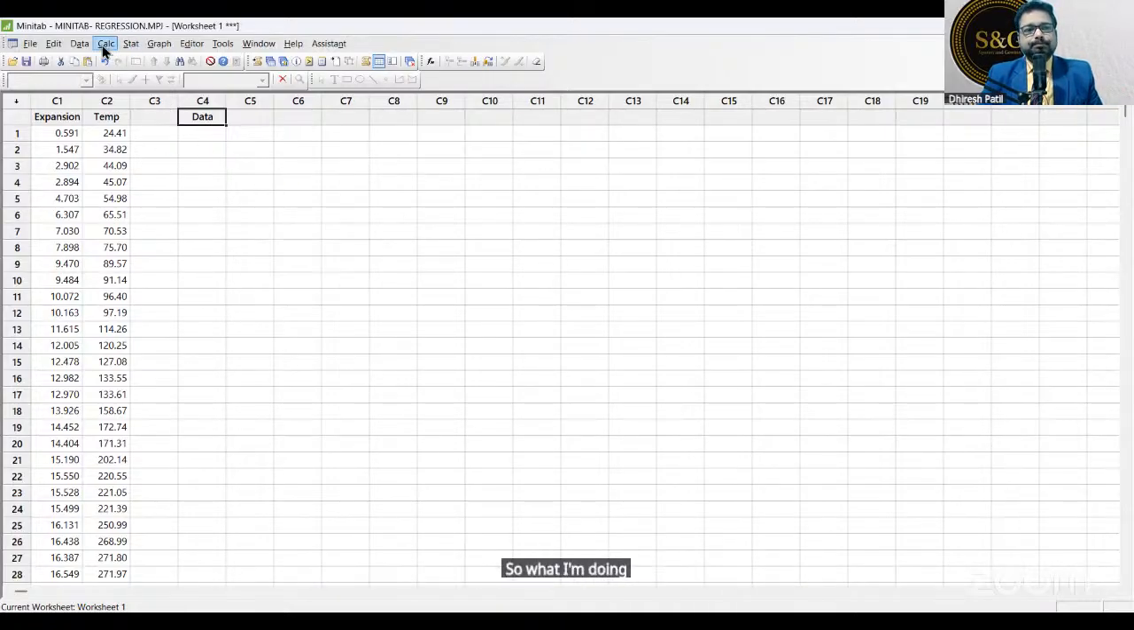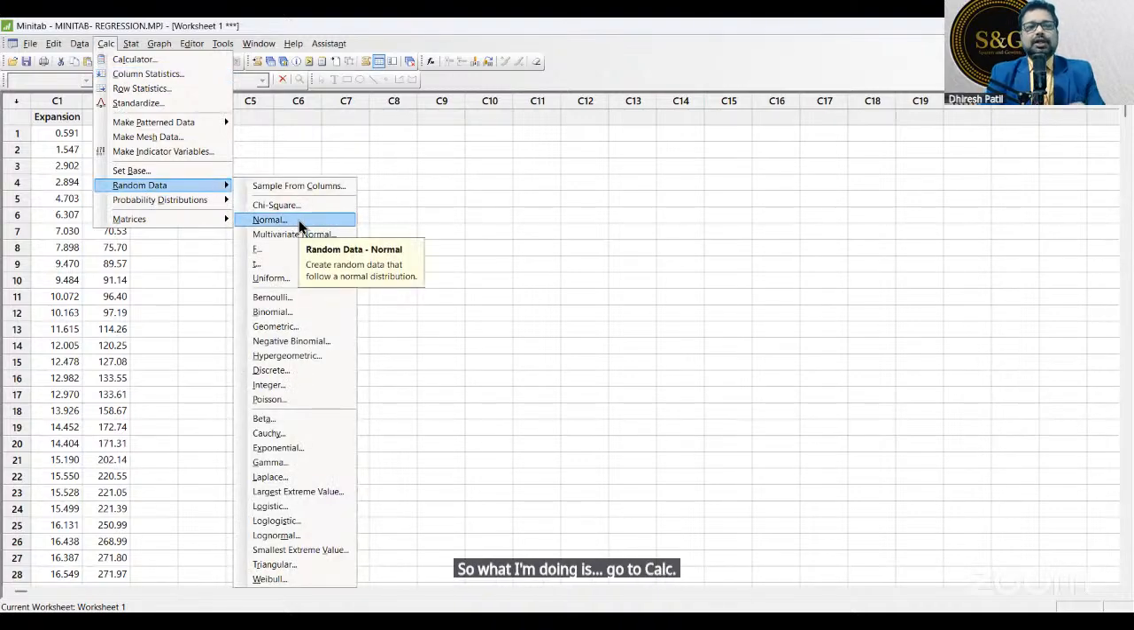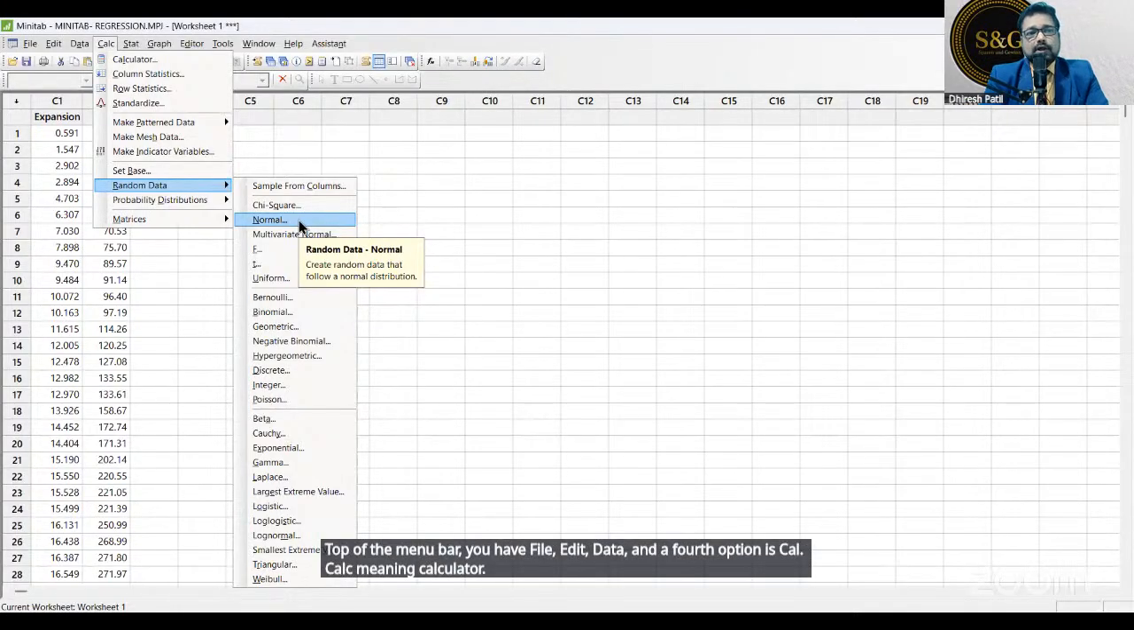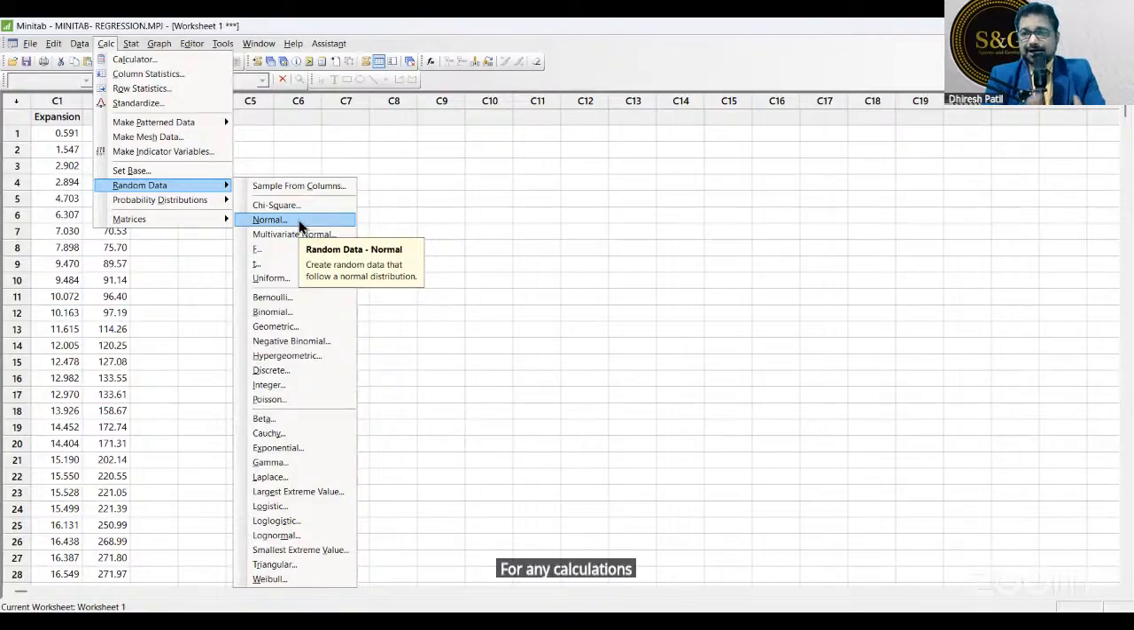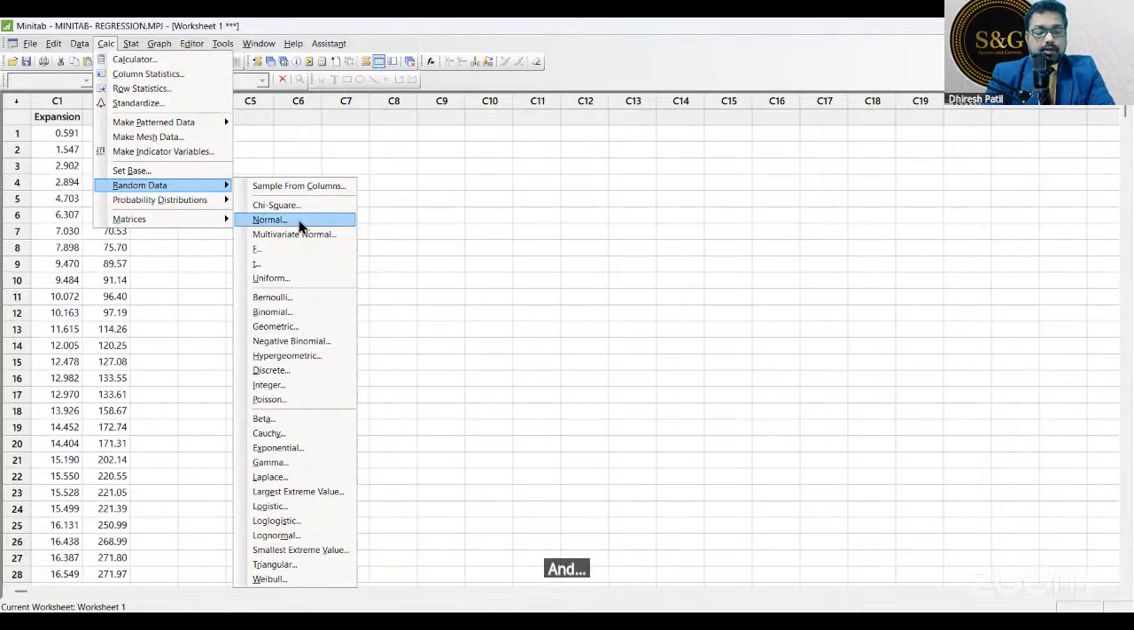So what I'm doing is go to Calc, Random Data, Normal. Can you just follow this? On the top of the menu bar, you have File, Edit, Data, and the fourth option is Calc. Calc meaning calculator. For any calculations or data management, you have this option available. In Calc, just go to Random Data and select Normal.